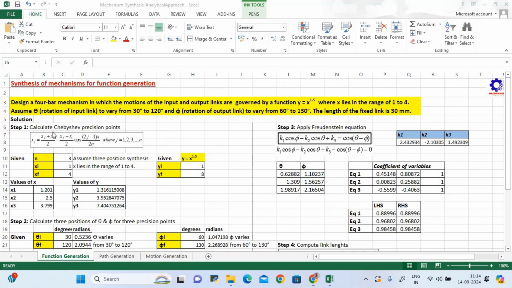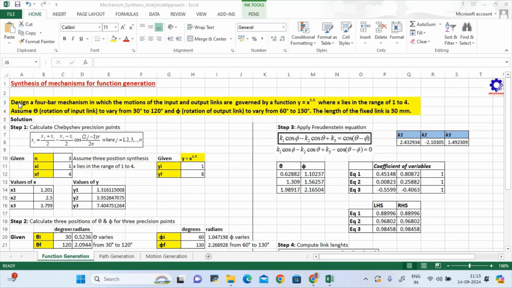So the purpose of Chebyshev spacing will be to calculate 3 accuracy points for 3 position synthesis of the mechanism, and the purpose of Freudenstein equation will be to solve for the dimensions of the links in the mechanism, which are L1, L2, L3 and L4. So let's take a numerical problem and let us solve this numerical problem using the Freudenstein equation.